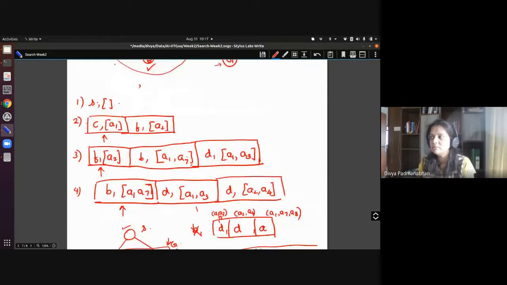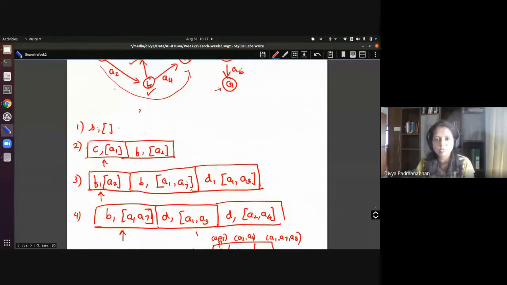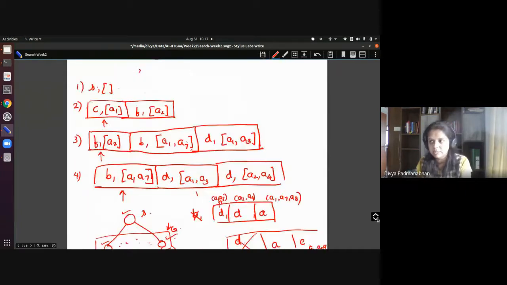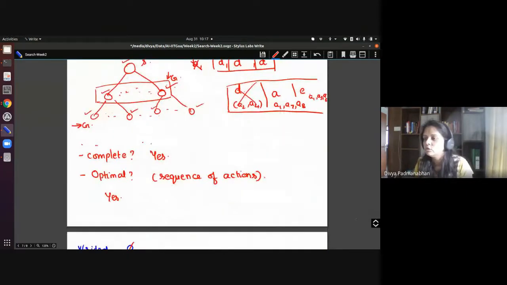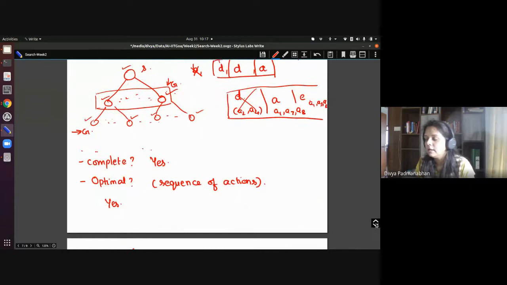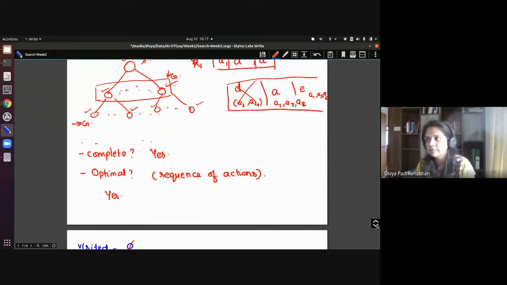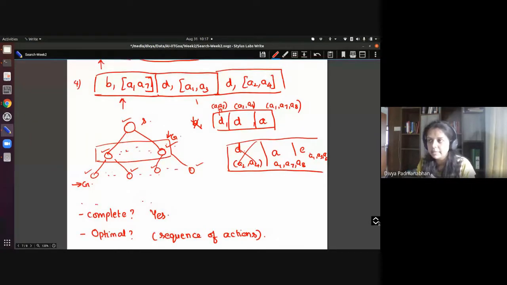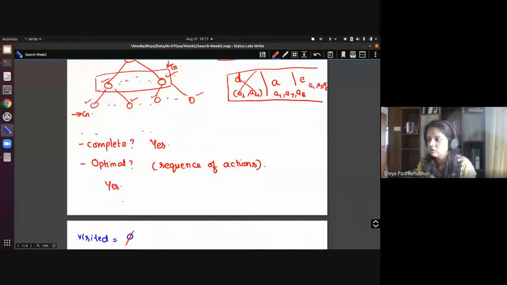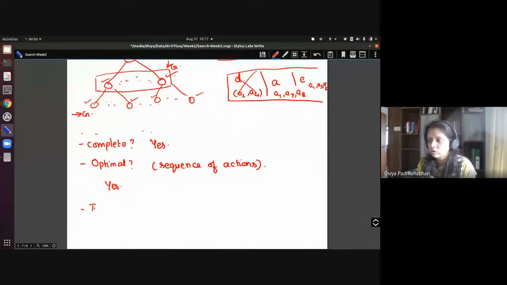But the algorithm to write it, to think in terms of what is visited, those things are easier to do with the state space graph. Okay, so that's about optimality. Now, the other thing is the complexities, the time and space complexities. So let me write it here itself. So, what is the time complexity of BFS?